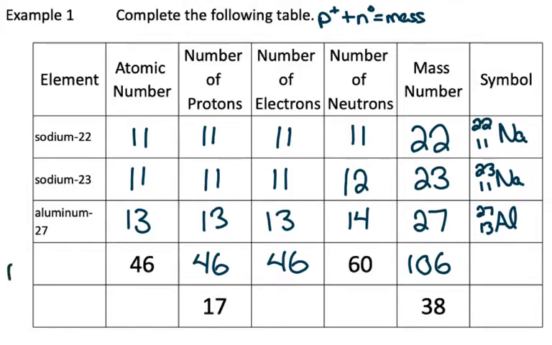So this element is palladium 106, because we put the mass number with the element name. Putting the atomic number would be pointless because every palladium will have an atomic number of 46, but only some of them will have a mass of 106. Lastly, the symbol will have 106, 46, and the symbol for palladium is Pd.